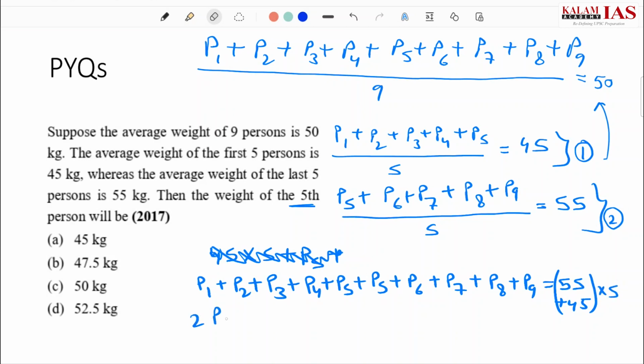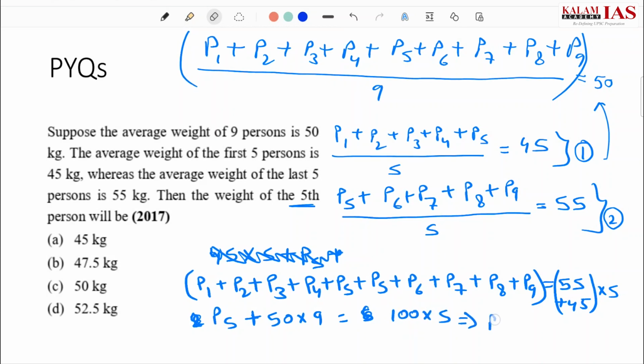We have 2 P5, and 1 P5 is extra for us, and the rest is P1 to P9, and we can substitute the value of P1 to P9 from this equation. As 1 P5 is extra, substituting the value of P1 to P9, that is 50 into 9 equals 55 plus 45, that is 100 into 5. So the value of P5 from this equation will be 500 minus 450, that is 50 kgs.